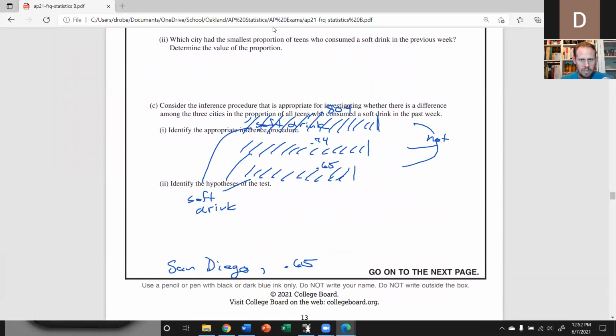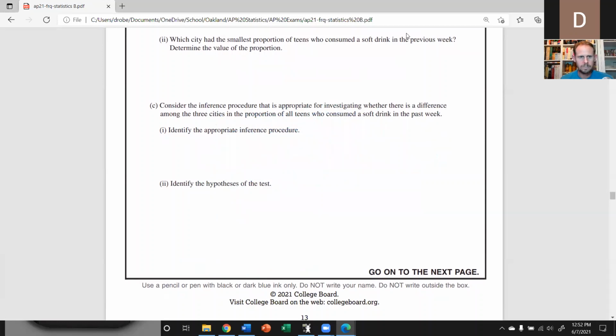Consider the inference procedure. Ooh, this is different. Consider the inference procedure that is appropriate for investigating whether there is a difference among the 3 cities in the proportion of all teens who consumed a soft drink in the past week. Identify the appropriate inference procedure. Well, we would have 3 different proportions, so we can't do a 2 proportion or 1 proportion test. 3 proportions puts us into chi-squared territory. So this is going to be a chi-squared test.